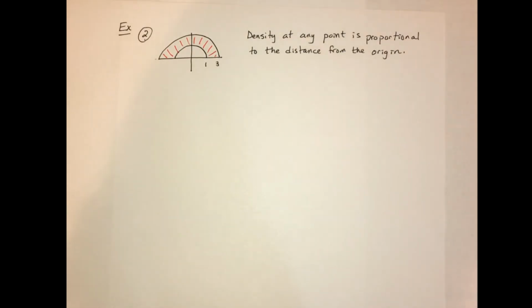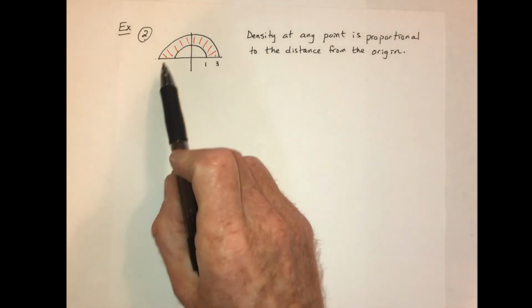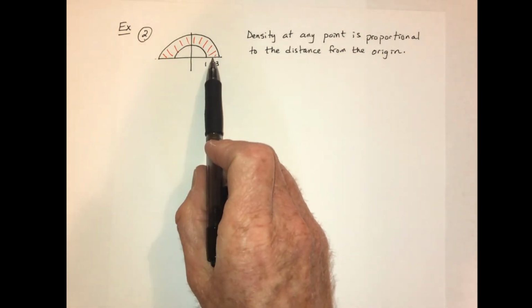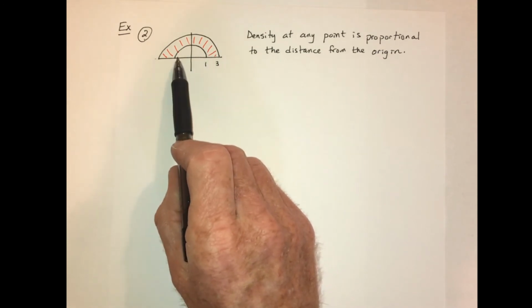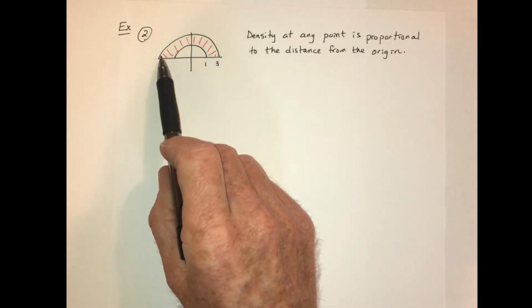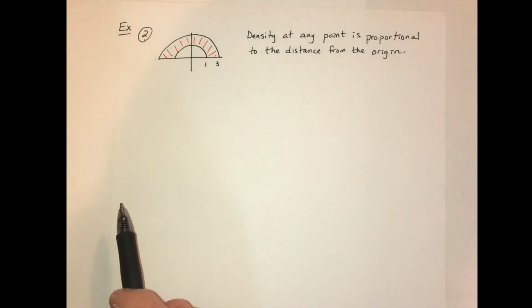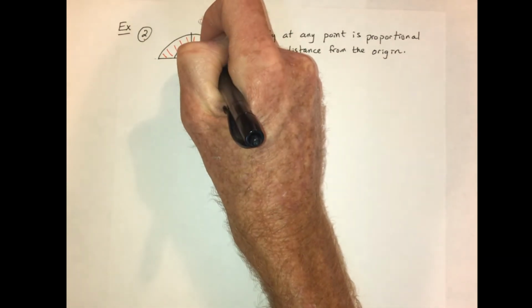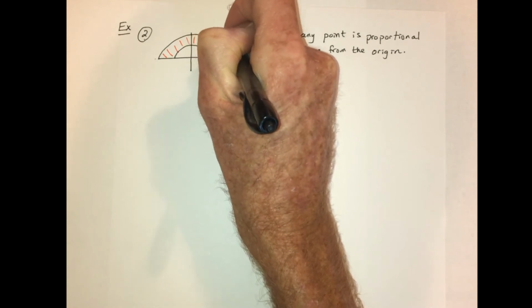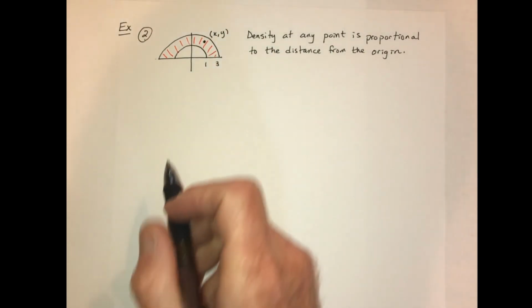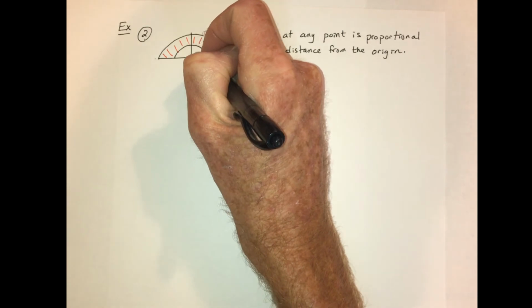All right, now let's work on example number 2. So there's this nice little arc right here. I made a pretty little rainbow. It's actually the top half of a circle radius 1, the top half of a circle radius 3. And the density at any point, so if there's some point right here, x comma y, then the density is proportional to the distance from the origin.